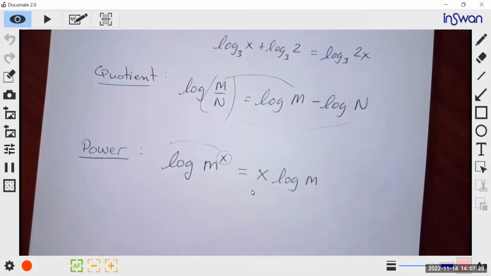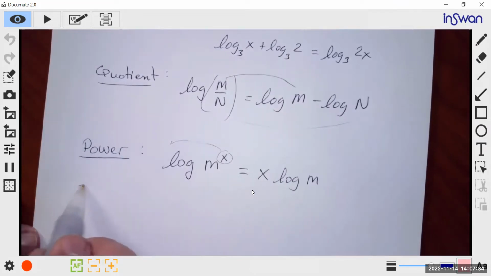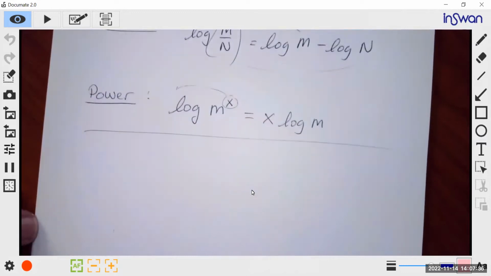So far, so good. These are the three basic rules that we'll use all throughout logarithms. Let me show you some common mistakes people make.